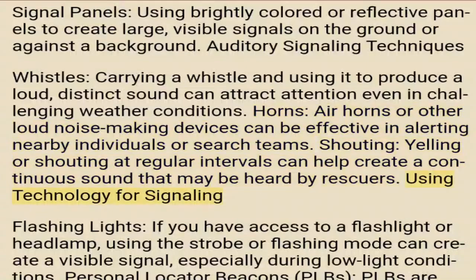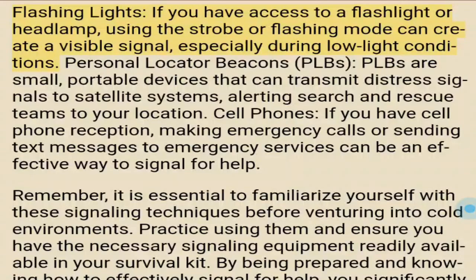Using technology for signaling. Flashing lights. If you have access to a flashlight or headlamp, using the strobe or flashing mode can create a visible signal, especially during low light conditions. Personal locator beacons (PLBs). PLBs are small, portable devices that can transmit distress signals to satellite systems, alerting search and rescue teams to your location. Cell phones. If you have cell phone reception, making emergency calls or sending text messages to emergency services can be an effective way to signal for help.